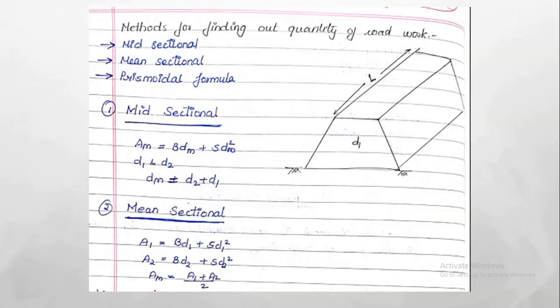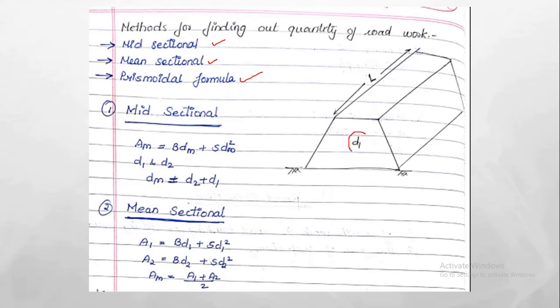Going on, if we are given a uniform section, we can have different formulas to find the quantities of road work. There are three formulas. One is the mid-sectional formula, the second is the mean sectional formula, and the third is the prismoidal formula. As per the mid-section formula, we have AM is equal to BDM plus SDM square. A is the area. So what is DM? DM is the average of D1 and D2.